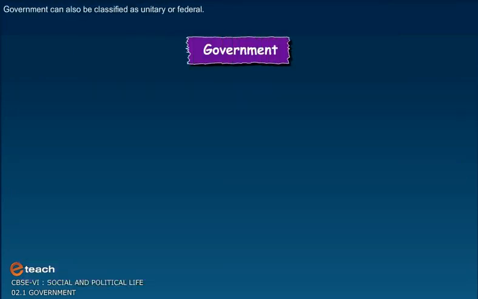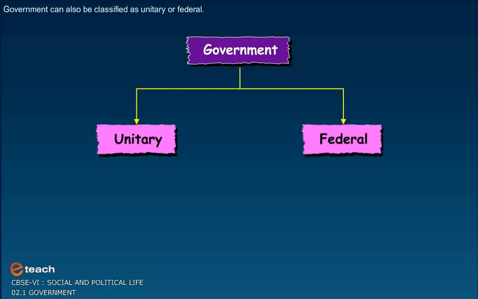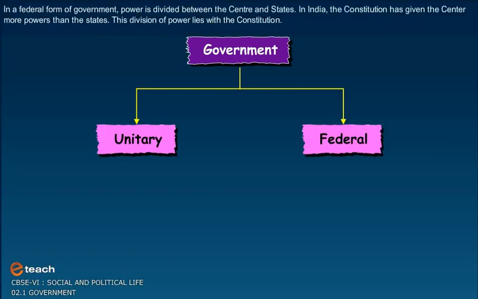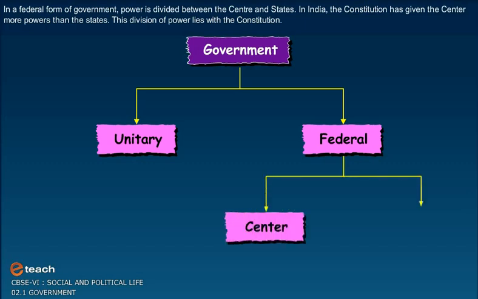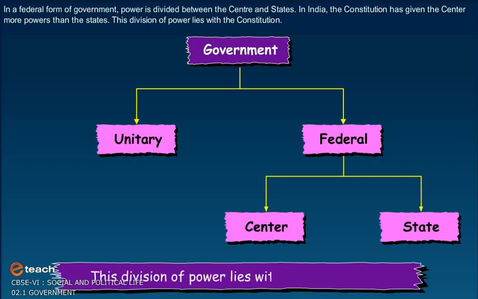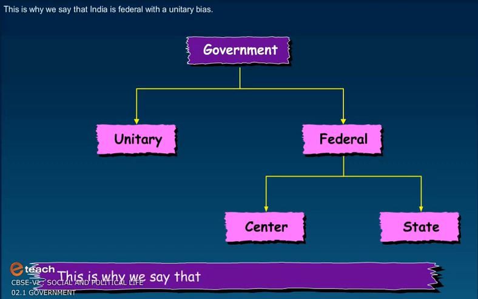Government can also be classified as unitary or federal. In the federal form of government, division of power lies with the Constitution. In India, the Constitution has given the centre more powers than the states. This division of power lies with the Constitution. This is why we say that India is federal with a unitary bias.